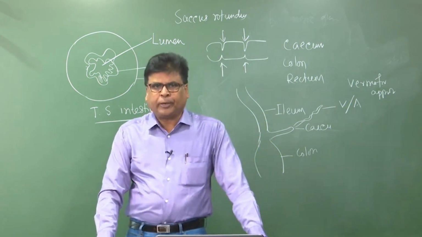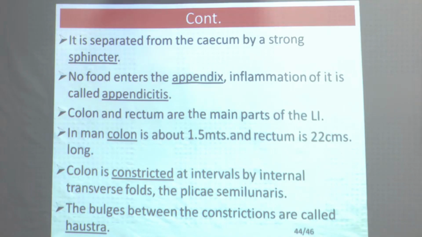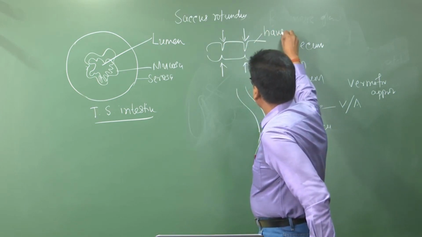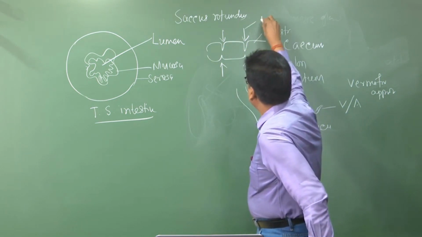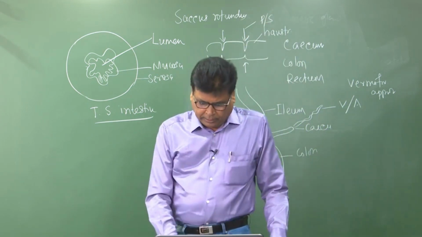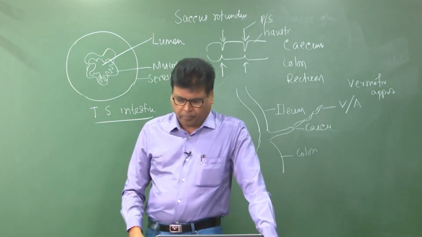The bulge between the constriction are known as haustra. So this is the constriction, plica semilunaris, and this is the haustra. So this is the colon. Okay, so this is the structure of the colon of mammal.